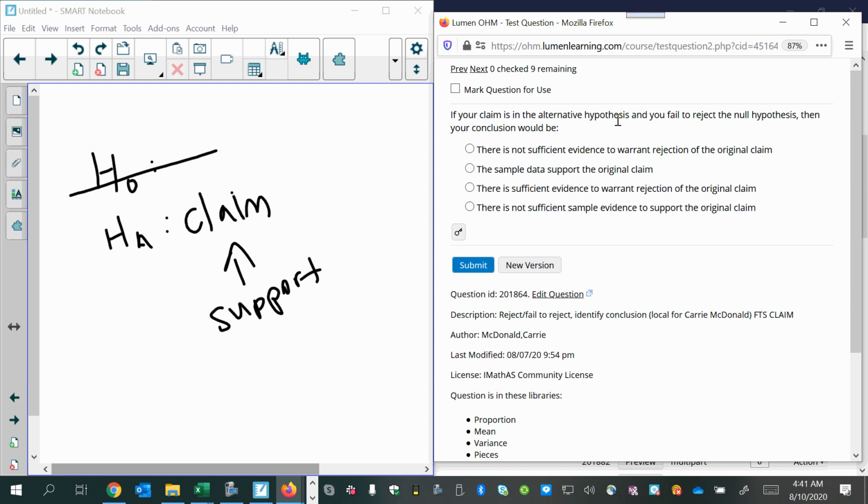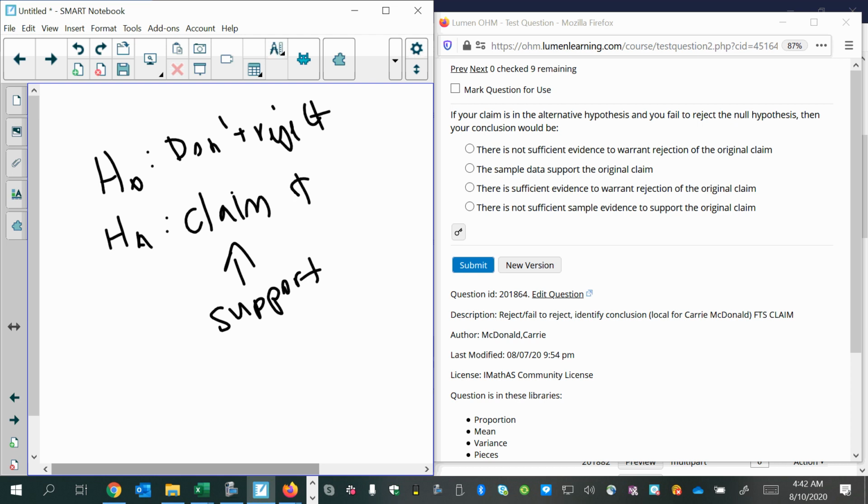If your claim is in the alternative hypothesis and you fail to reject the null hypothesis, then your conclusion would be, okay, so what's changed here is we're just not rejecting the null hypothesis. So we have H sub 0, whatever it is, some null hypothesis, and we didn't find enough evidence to throw it out. So we don't reject this, then we don't support the claim. Okay, so we would say there is not sufficient evidence to support the original claim.